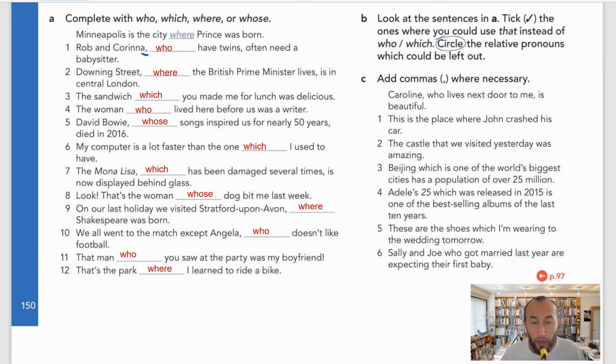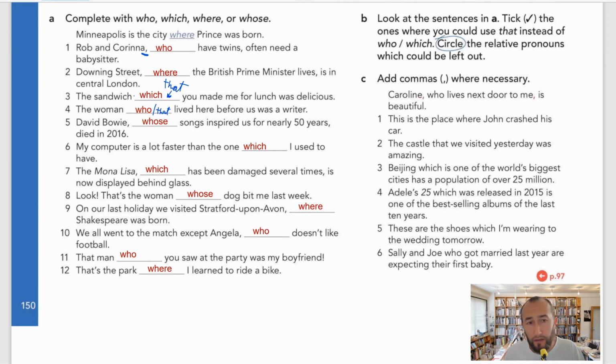Okay, so number 2 is where, so we can't use that in here. The sandwich which you made me, yes, here we can use it, guys. So I can write that, that is possible here, because there's no comma. The sandwich that you made me, it works. Number 4, the woman who lived here, that is also possible, I can write that here. Why? We can replace who and which as long as there is no comma before who and which, guys, right? That lived here before us was a writer.